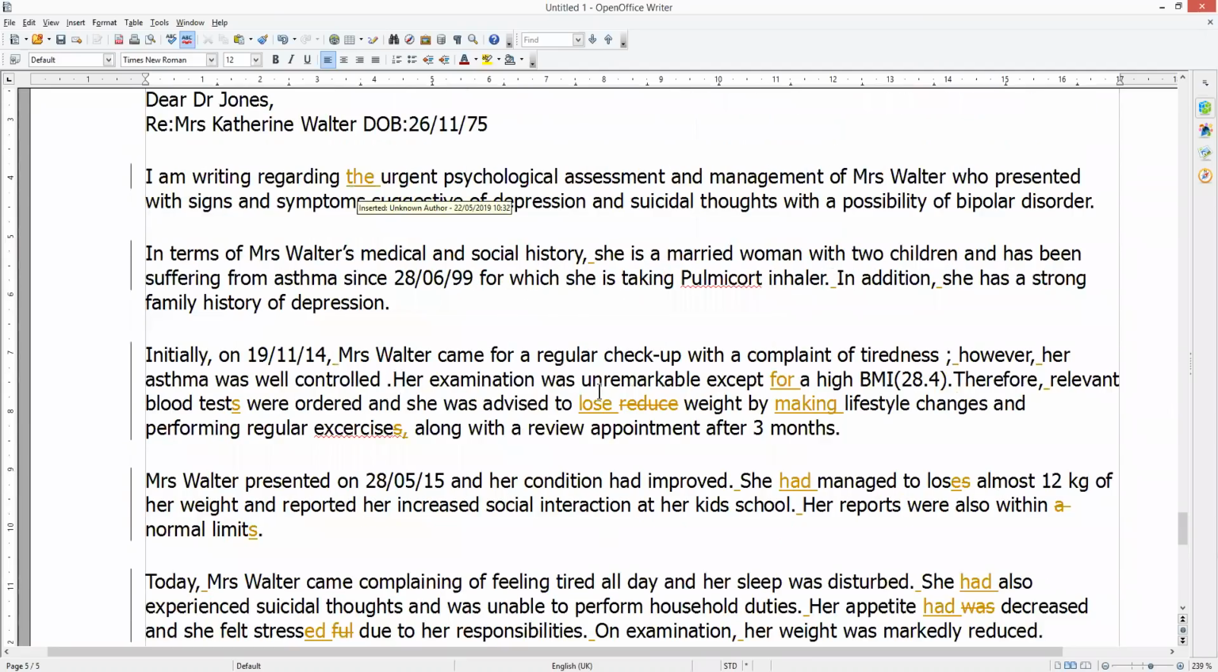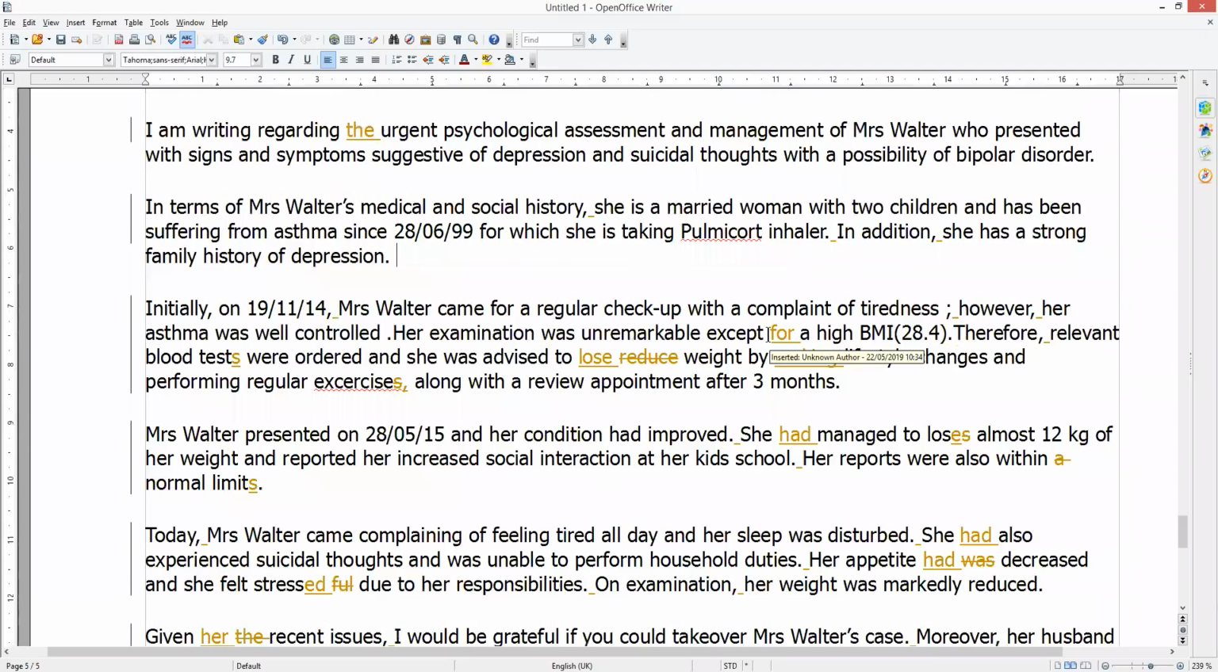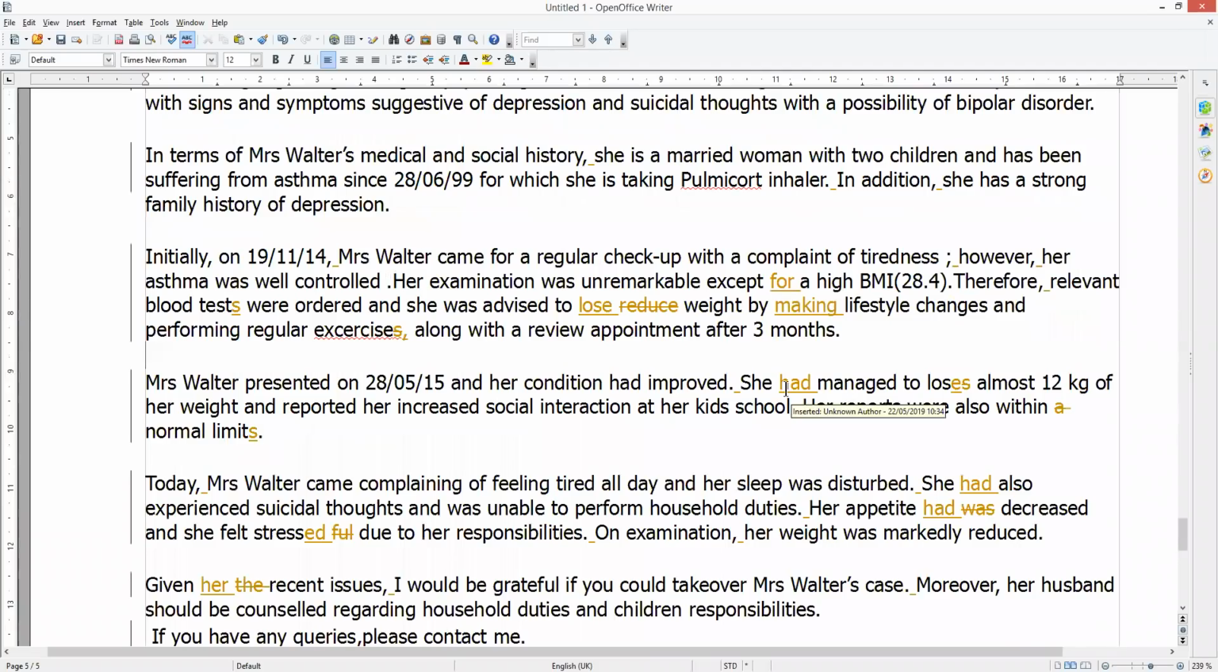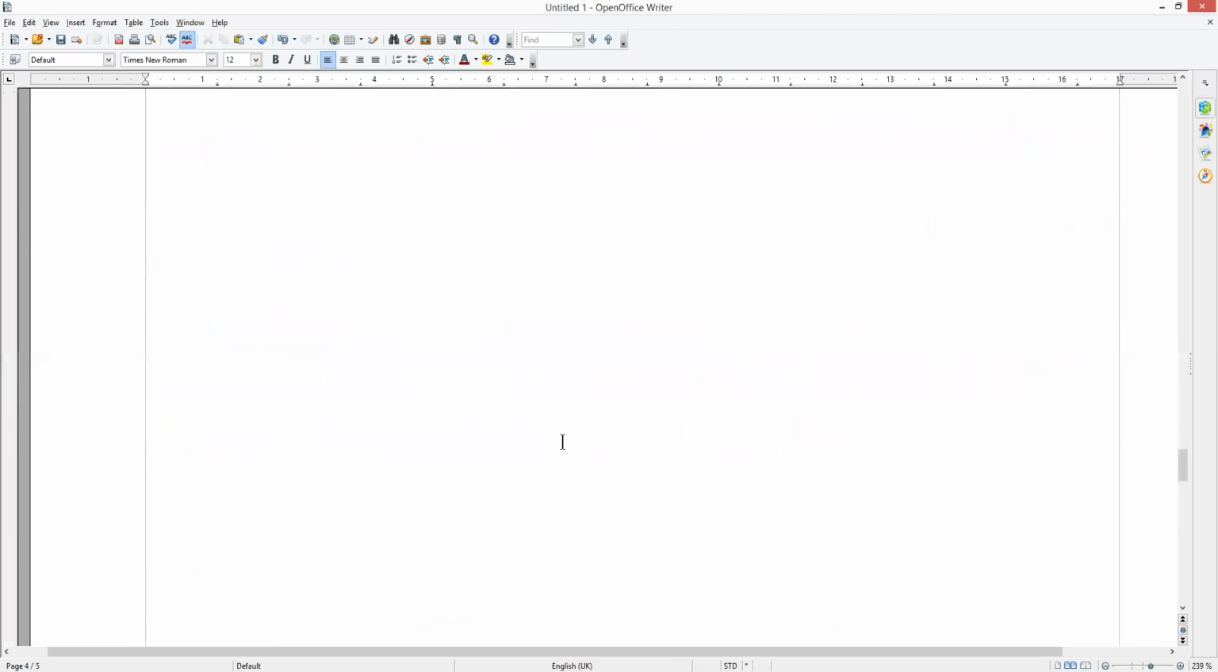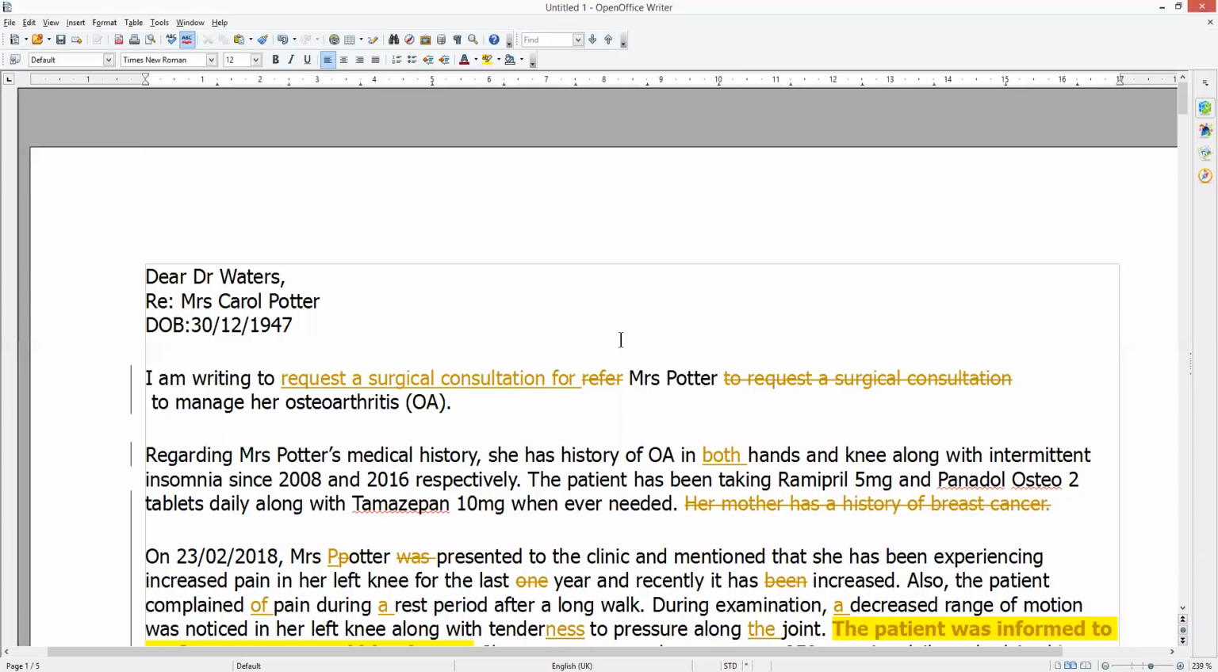Just watch your article, your preposition, verb form and collocation, verb form, past perfect. Don't need that article. Make it a verb, so you've got felt stressed, so use that verb form instead of stressful due to responsibilities, her recent issues. Okay, so that's not bad. Right, that's five letters for the day. That's all I could find in the group. So I hope that works.